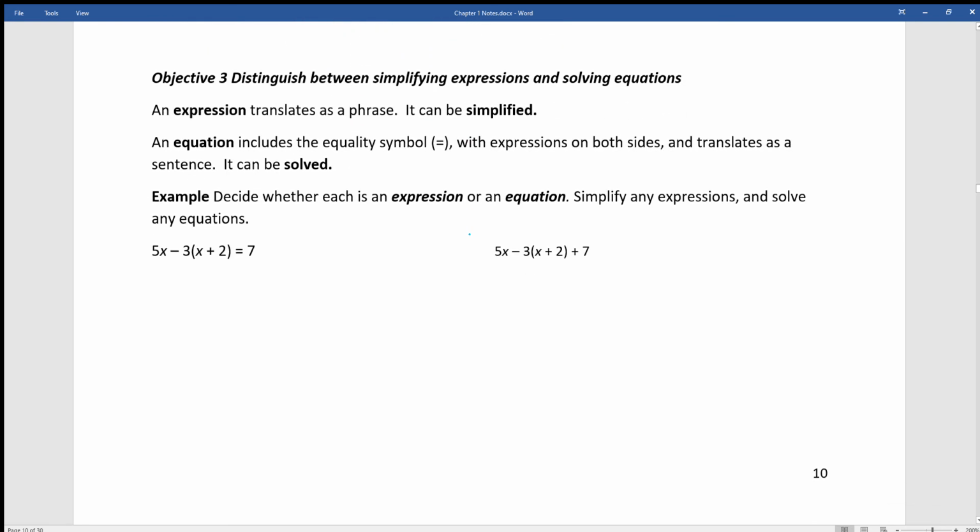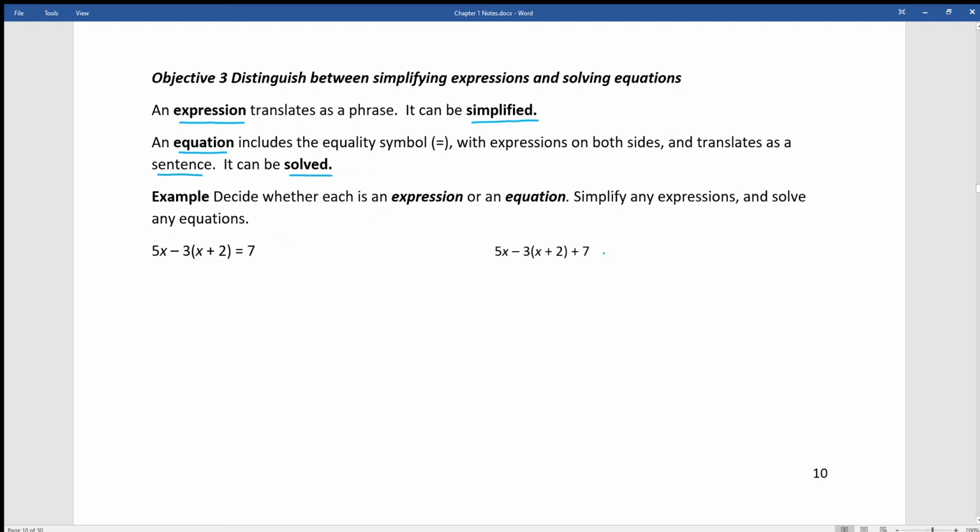All right. So before we can start going into solving, I want to make it really clear what the difference between an expression and an equation is. An expression is just a phrase. The only thing that can be done is simplify it. You cannot solve expressions. You can input variables in, so you could substitute variables into an expression, but you cannot solve an expression. The next thing is an equation. An equation includes an equality symbol. There'll be expressions on both sides, and it'll translate as a full sentence and can be solved.